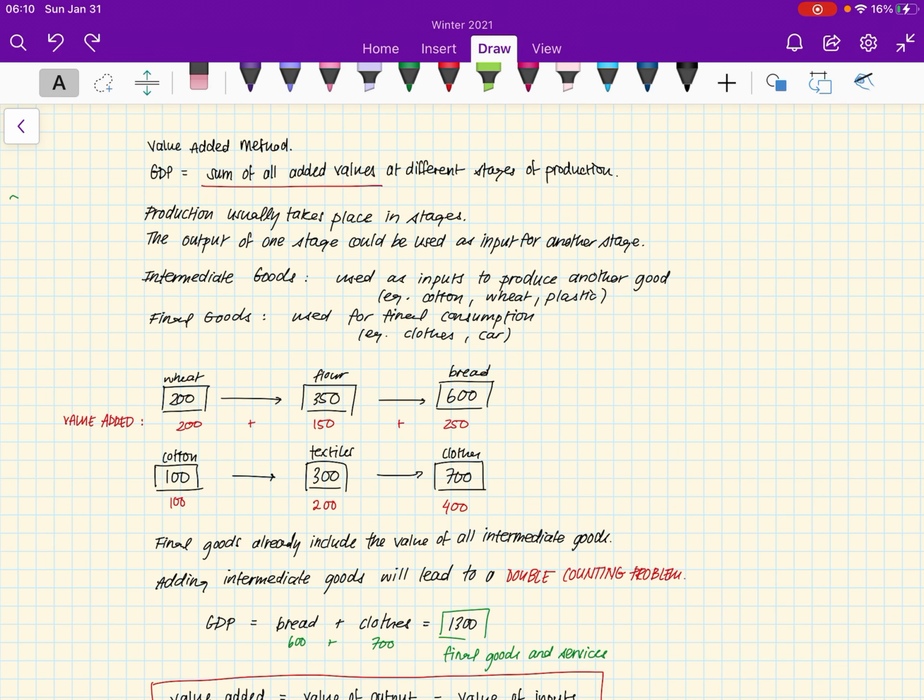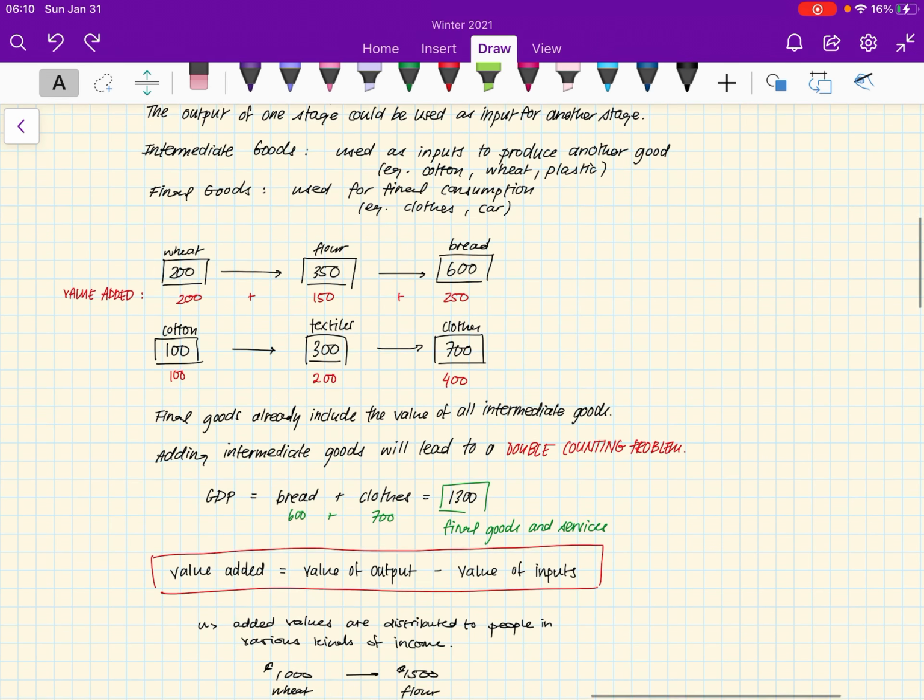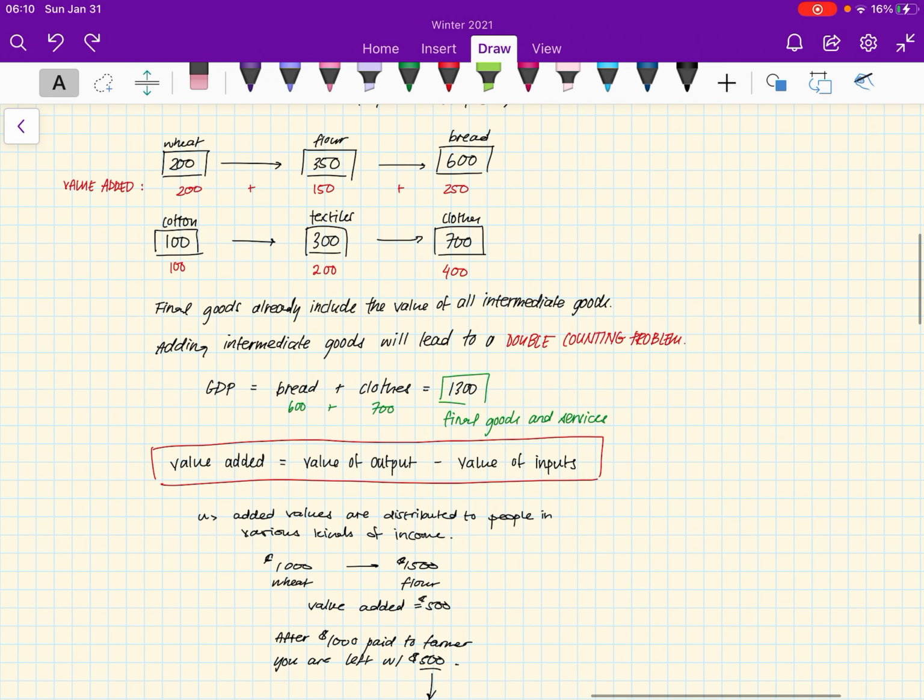Intermediate goods are used as inputs in the manufacturing of another good, so things like cotton, wheat, or plastic. And final goods are used for final consumption, so things like clothes and cars. Let's take this example here. This is an economy with two final goods, bread and clothes. To produce bread, a farmer will sell wheat at an initial value of $200. A miller will purchase the wheat and produce flour, which he will sell for $350. Finally, a baker will purchase the flour and produce $600 worth of bread, which will be bought by consumers.